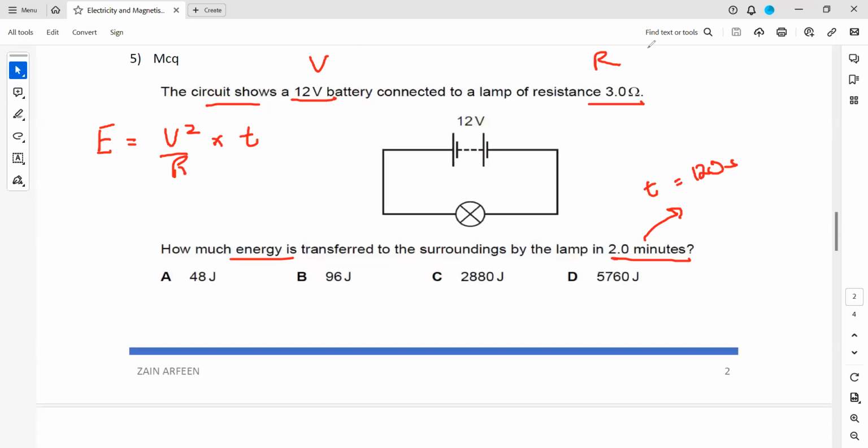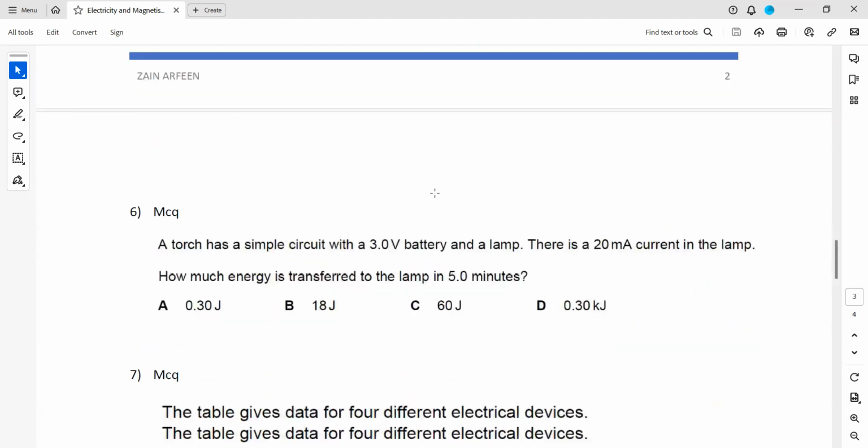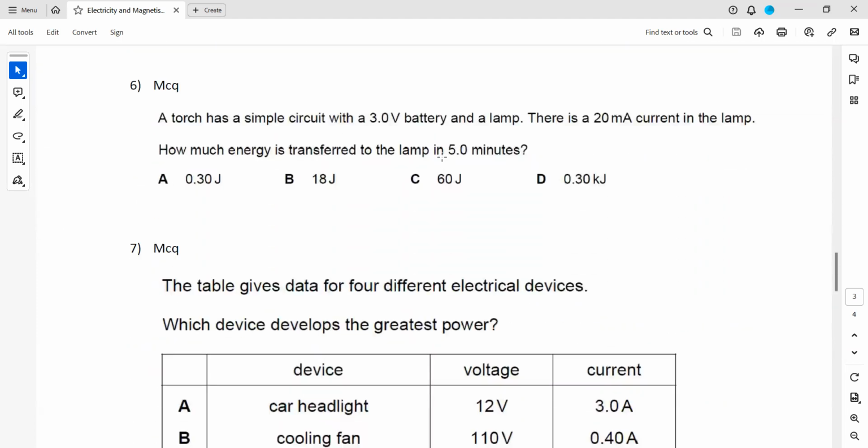Because power, when we have voltage and resistance, is V squared over R. So this is actually representing a power. So it will be 12 squared divided by R, which is 3, multiplied by the total time. Time is equal to 120. So this will give us the total energy. When we simplify, D, 5,760 joules, will be the right answer. So it's important that you learn the formula to work out the energy depending on the parameters which are given to you.